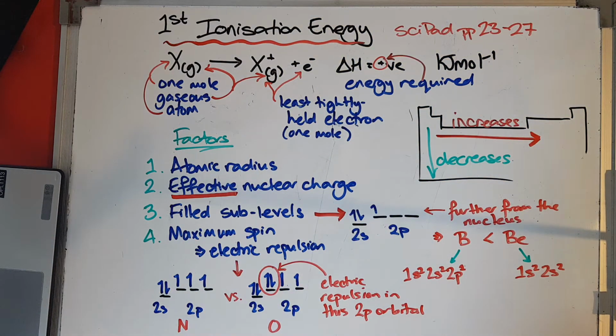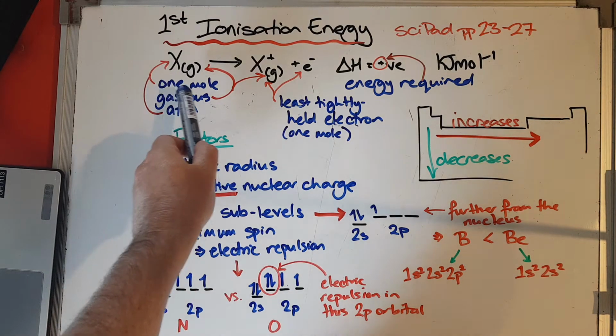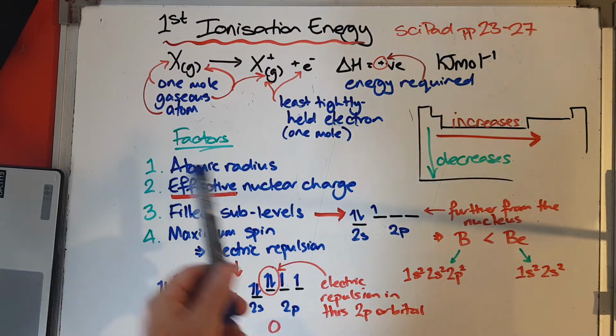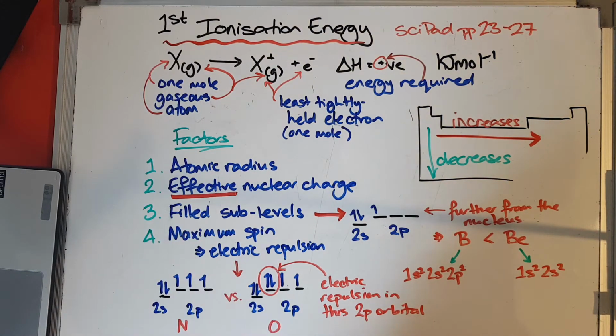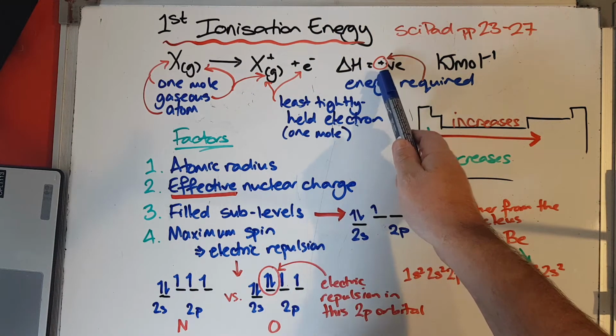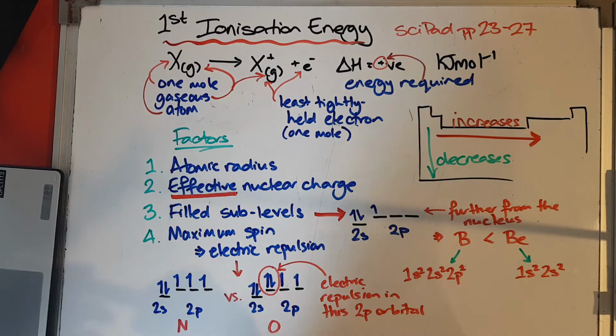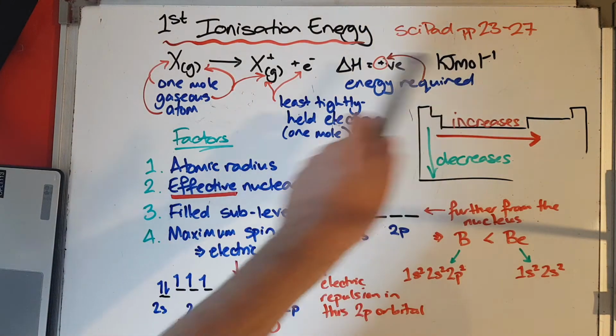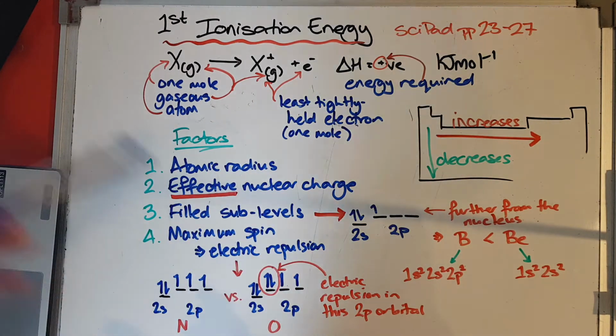The first thing we need to be able to do is to define ionisation energy, and that's actually quite tricky. So I always start my definition with an equation like this for any generic atom. Ionisation energy is the amount of energy required, so it's got a positive delta H, the amount of energy required to remove 1 mole of electrons from an atom in its gaseous state.